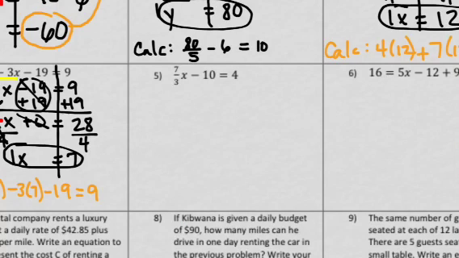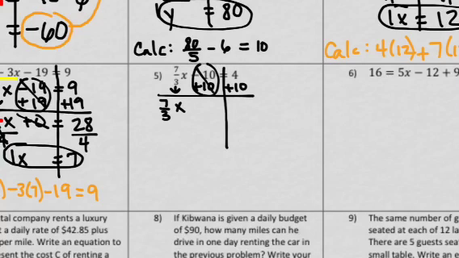Moving on to number 5, I am going to get rid of subtraction by adding 10 to both sides. I drop down the 7 over 3 times x. This minus 10 plus 10 is equal to 0, so I don't need to write that down. And then I get a 14 over on the right hand side.